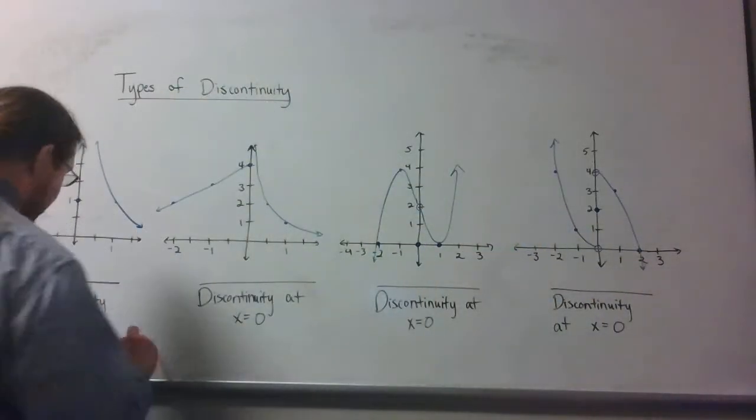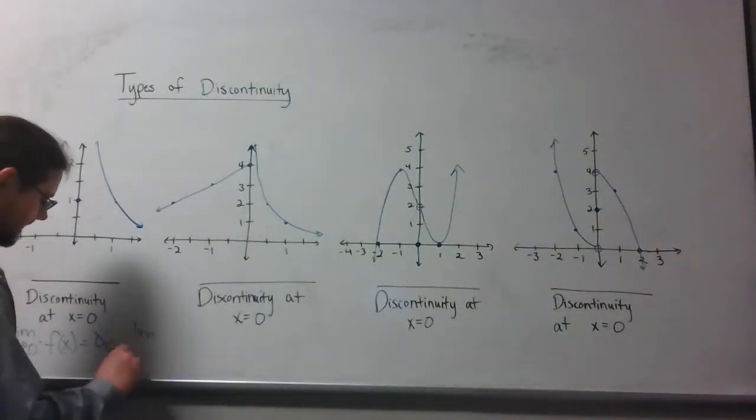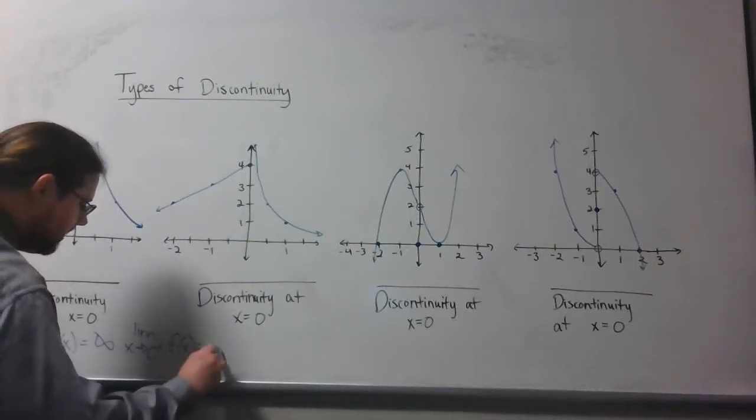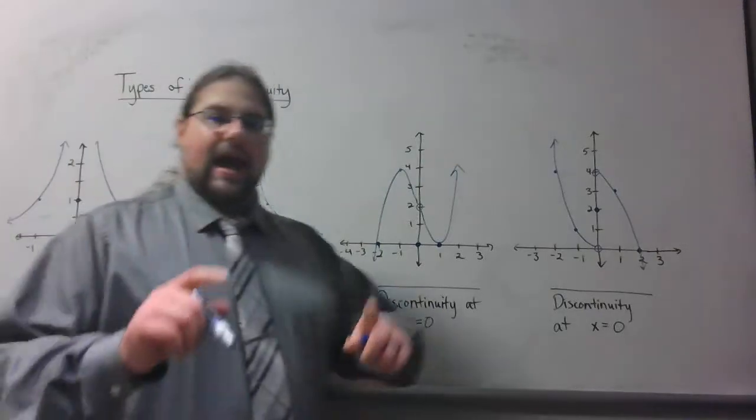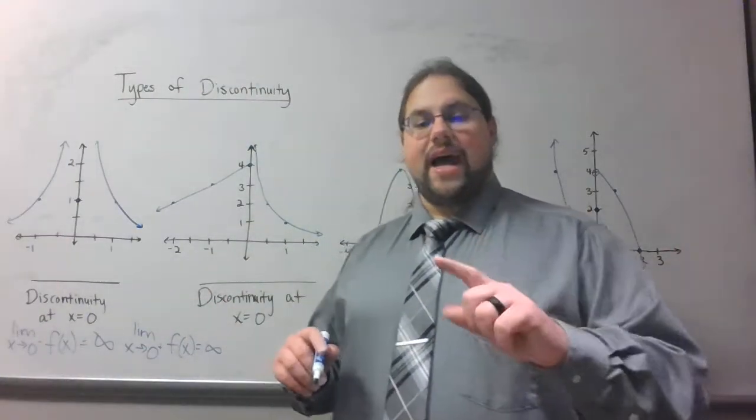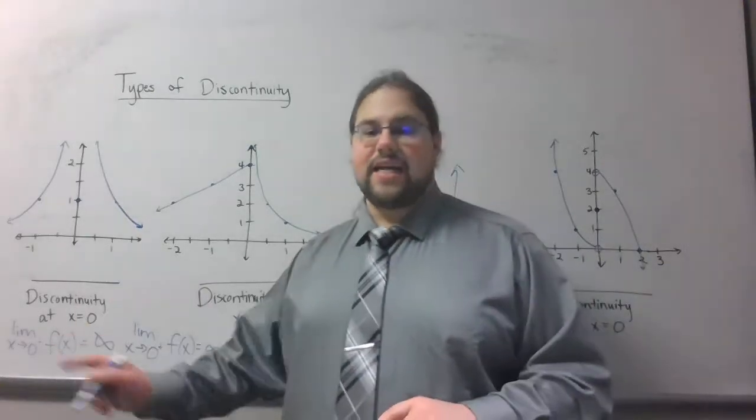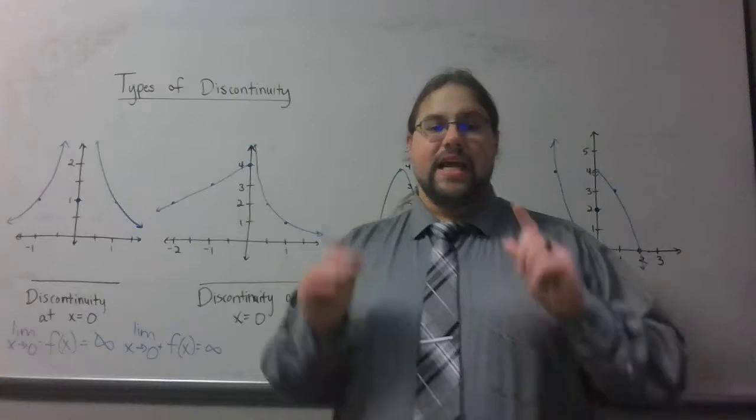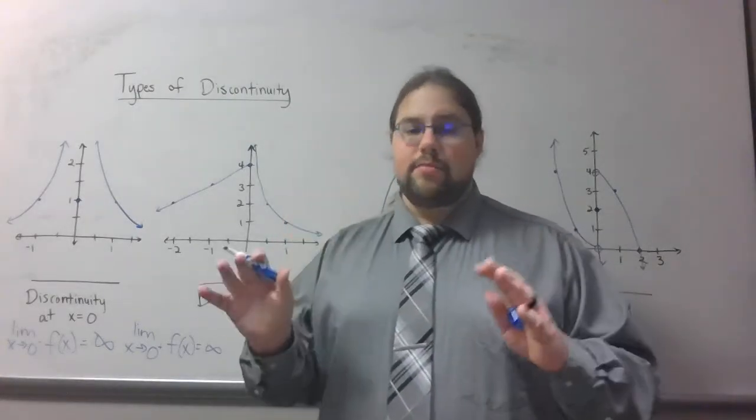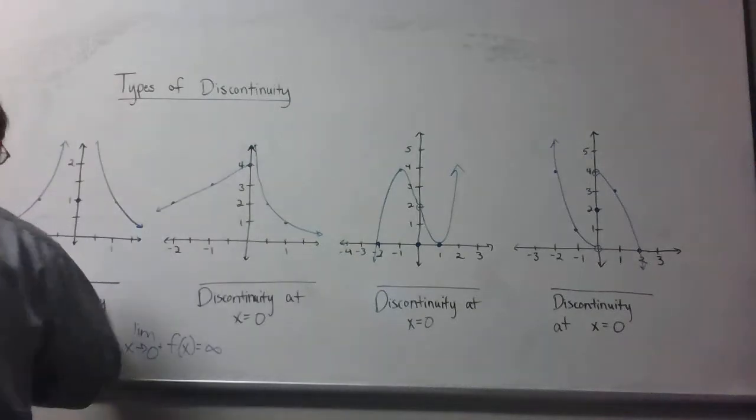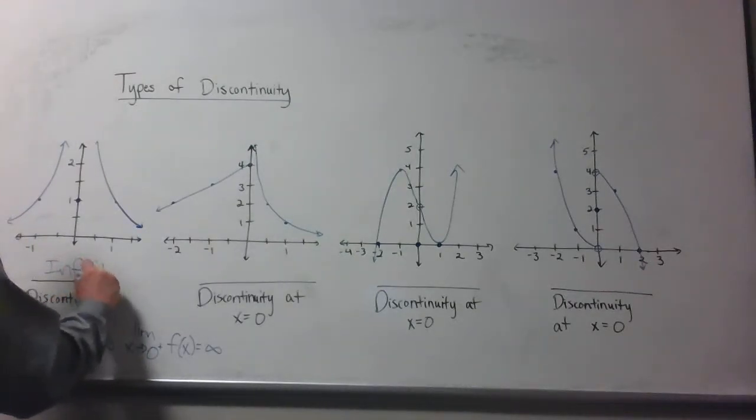All right. Now I'm going to go ahead and do the other side. The limit as x approaches 0 from the right is also infinity. Now, I said in the last video, that it doesn't matter if the left side does it or if the right side does it, if it goes to positive infinity or negative infinity. If it goes to infinity, doesn't matter whether it's positive or negative, then it's an infinite discontinuity.